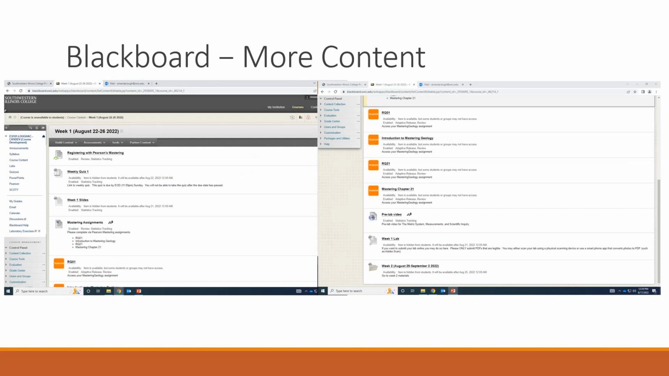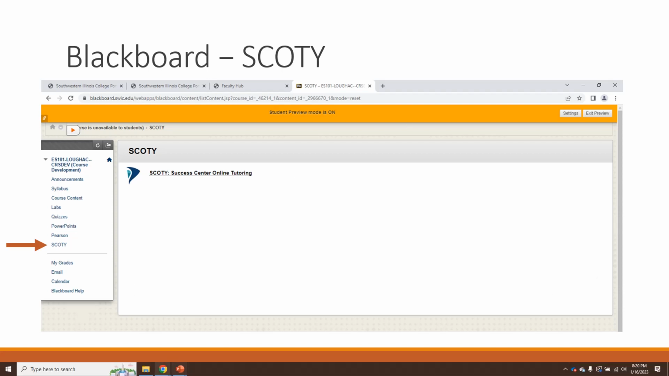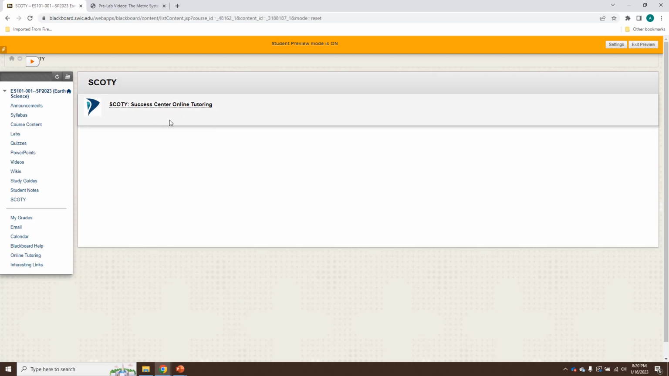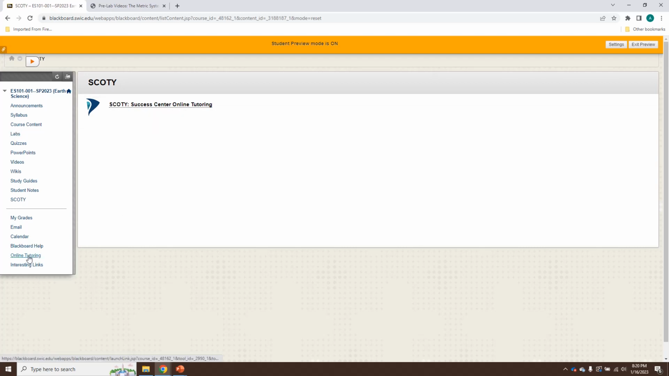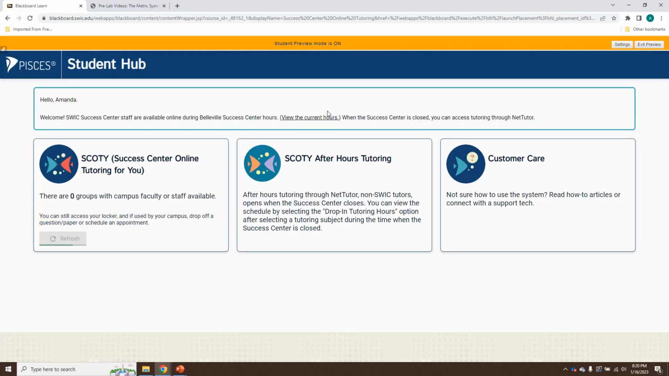So that's just showing content again. I do have Scotty on here, so Scotty is showing up on here, and I will fix these links so that Pearson actually shows up. It will show up here. So Scotty is the student success online tutoring. There is also online tutoring here. That's not the Scotty. It's a different online tutoring.